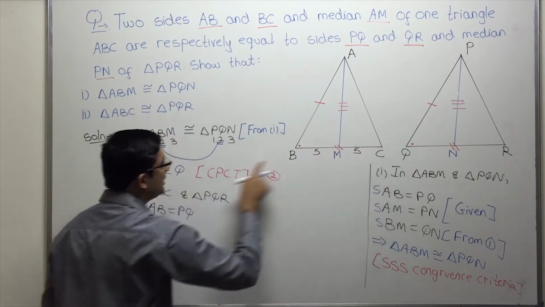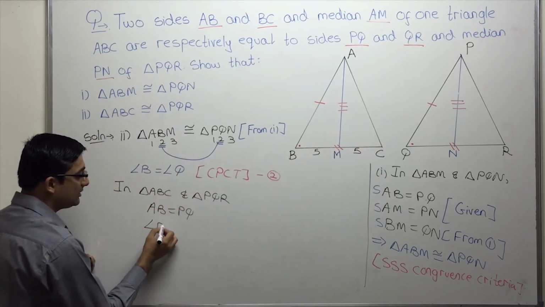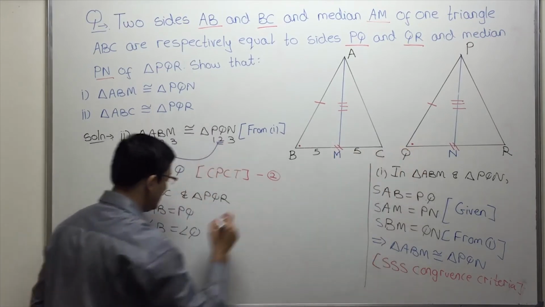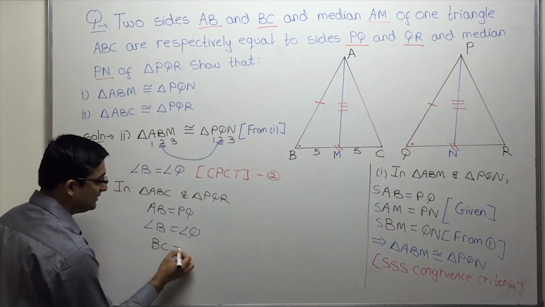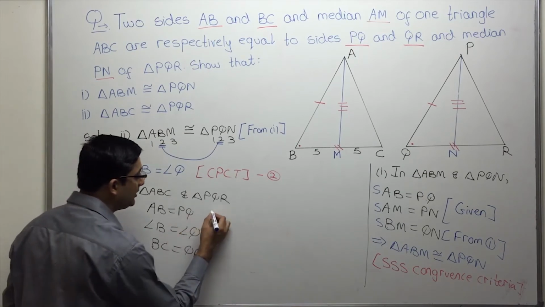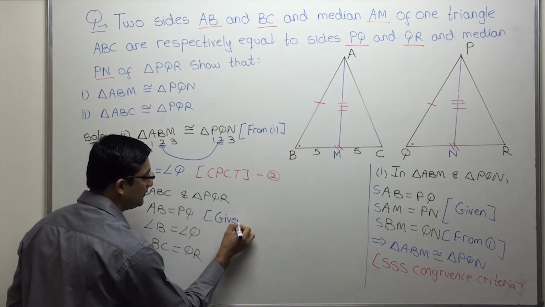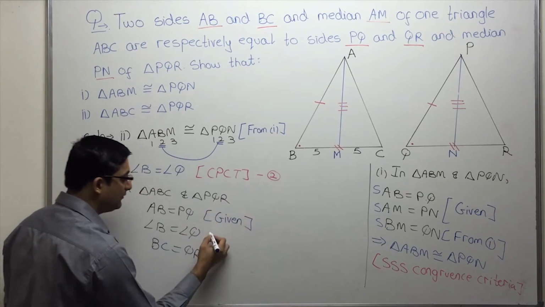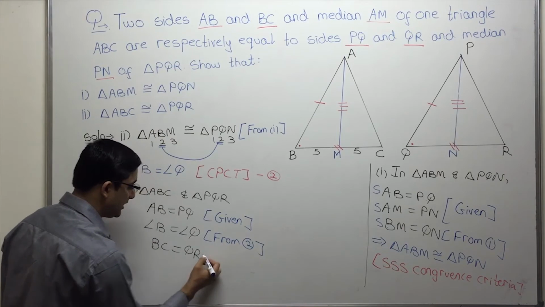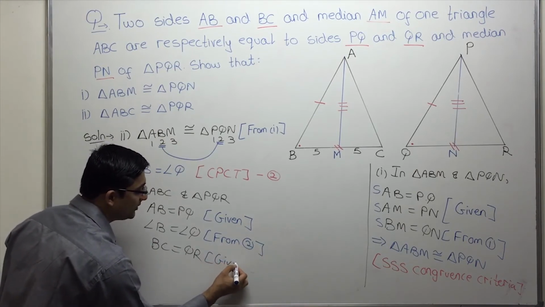Next, these two angles are equal. We just showed that over here. So angle B is equal to angle Q. We'll just write the reason. And BC is equal to QR. What are the reasons? AB is equal to PQ, given. Angle B is equal to angle Q from 2. That is, we have concluded this result. And BC is equal to QR, again given to us.